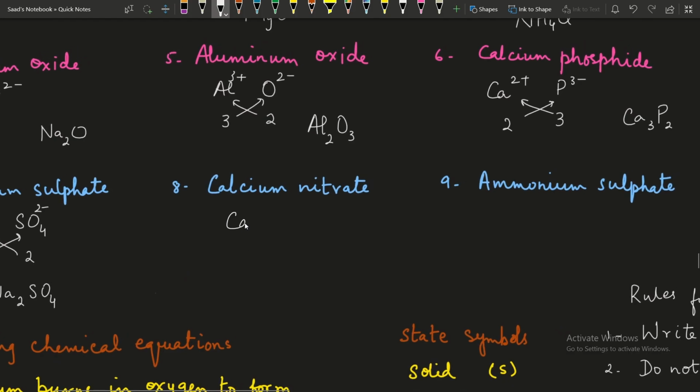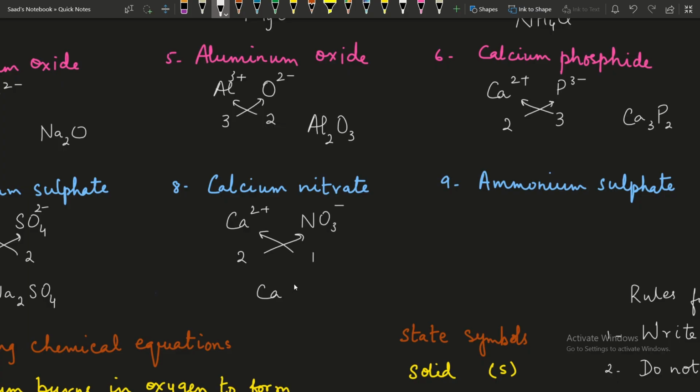Calcium belongs to group 2, so it has a charge of positive 2, whereas nitrate is a complex ion and it has the oxidation number of negative 1. So again, what should we do? We will write 2 over here, 1 over here. Now just swap these numbers, but over here just see that the subscript of calcium would be 1, so just write calcium over here, and then nitrate is being multiplied. We have to write 2 with nitrate.